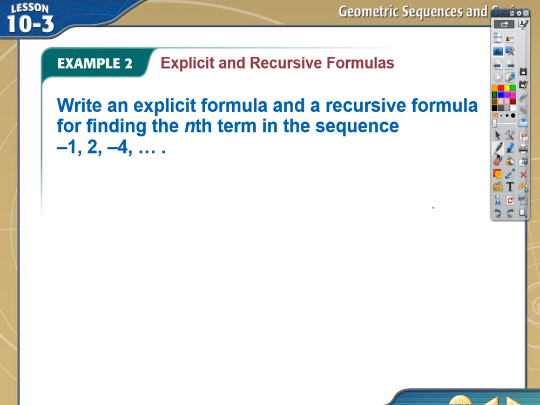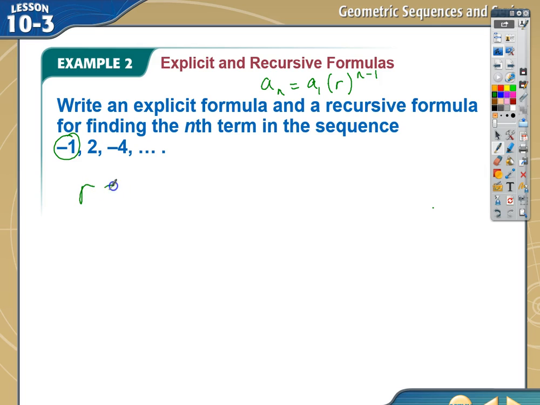So they want me to write an explicit form and recursive formula. Just to help us out here, they said that our explicit formula is a sub n is equal to a sub 1 times the common ratio to the n minus 1. To fill in my formula, I need to know what my first term is. Do I know what my first term is? You betcha. It's a negative 1. And then I need to find my common ratio. Again, how do I find my common ratio?